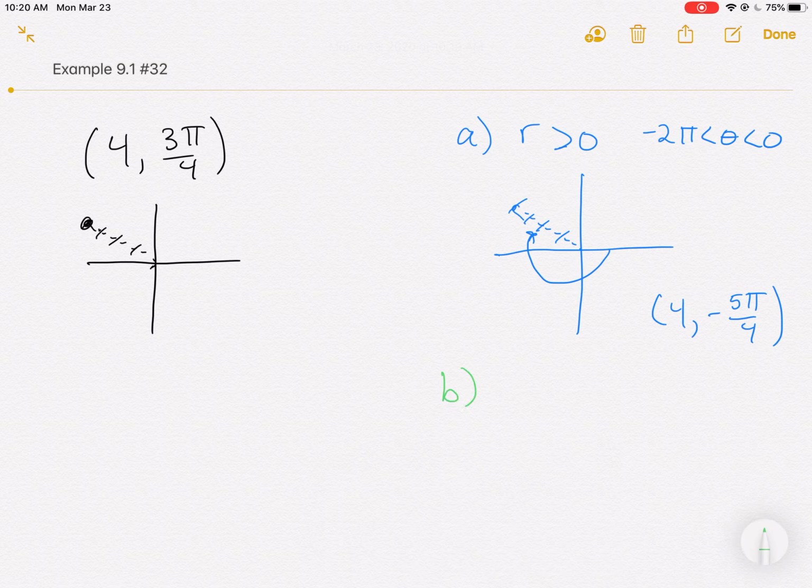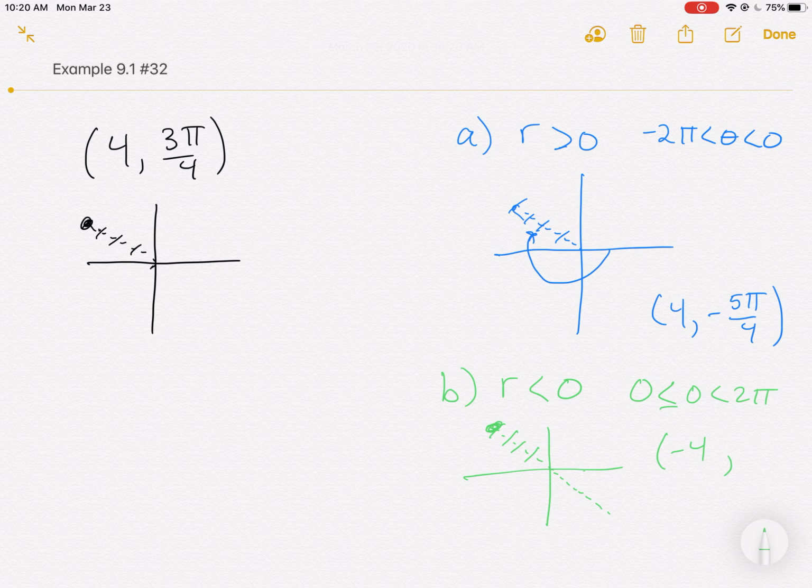As we do B, they want our r to be less than 0, but also having an angle between 0 and 2 pi. So how is that going to happen? Well, if r is less than 0, then I need to be traveling backwards. And remember where I want to end up. I want to end up here. I still want that exact same point, but I need to travel backwards on it. So my r is going to be negative.